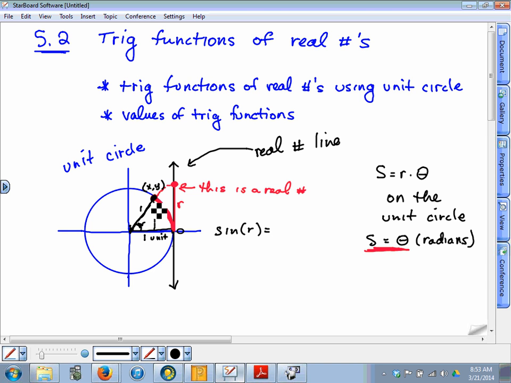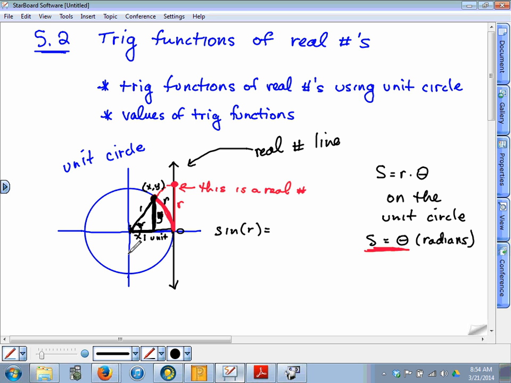Isn't this a right triangle, you guys? Yeah. Now don't get confused. This little r right here actually should go right there. Okay? What is the length of this vertical component of that triangle? Whatever the y coordinate is. What's the length of this horizontal component of that triangle? Whatever the x component is of that point.